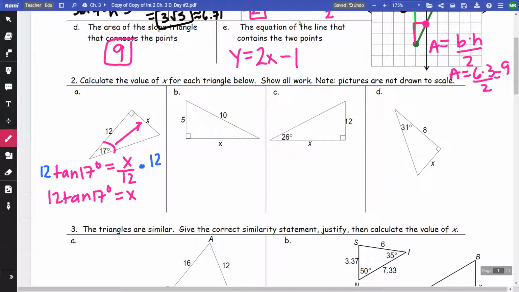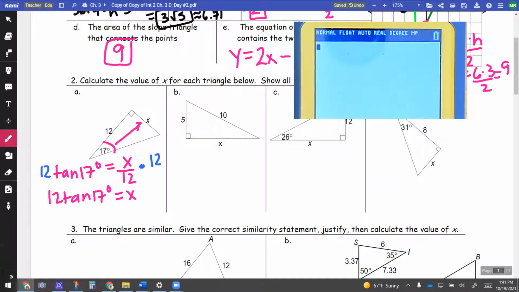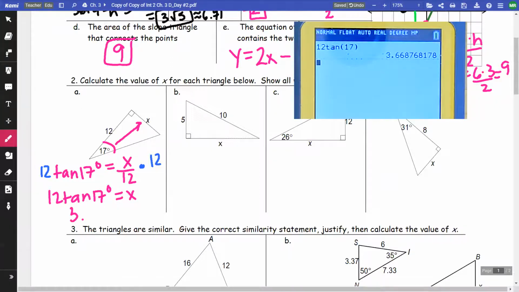So I am going to put 12 tangent of 17 degrees in my calculator. And when I do that, I want to make sure my calculator is in degrees, okay? And it is. So I'm going to go 12 times tangent of 17. And I get that this is about, let's give 3 numbers after the decimal, 3.669 is about what that is.